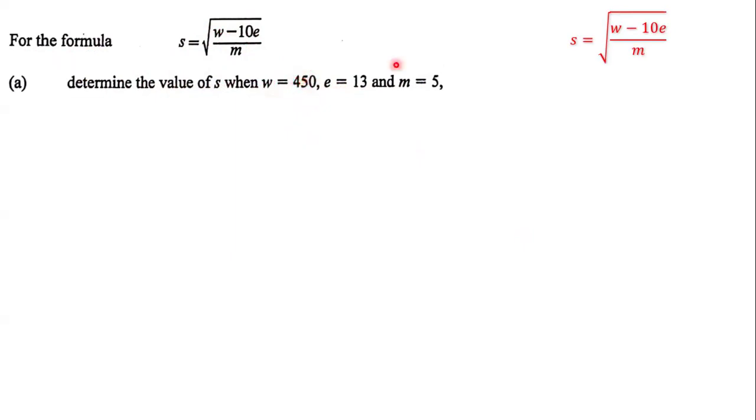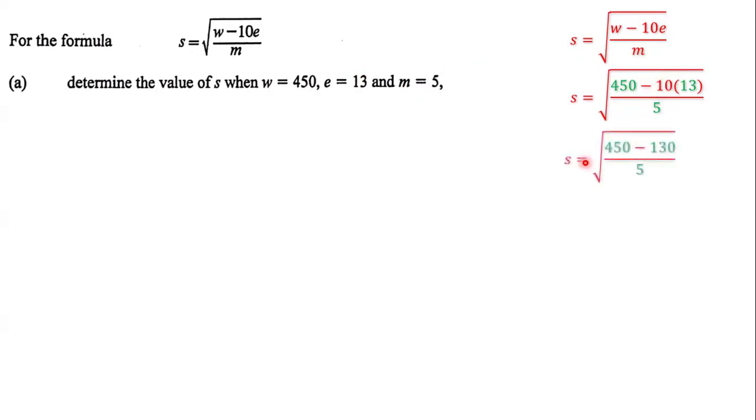W is equal to 450, so wherever we see W, we're going to put 450. E is equal to 13, so wherever we see E, we're going to put 13. And M is equal to 5, so wherever we see M, we're going to put 5. So let's substitute. We have 450 in place of W, 13 in place of E, and 5 in place of M. And so let's evaluate this particular numerical expression.